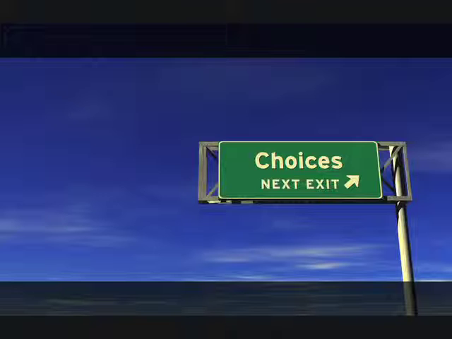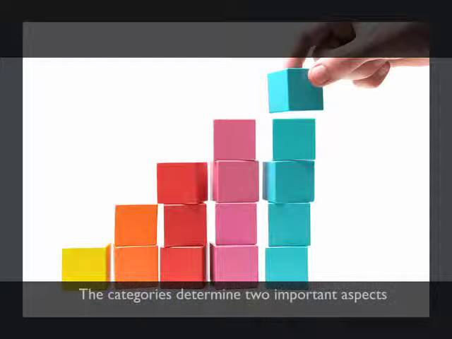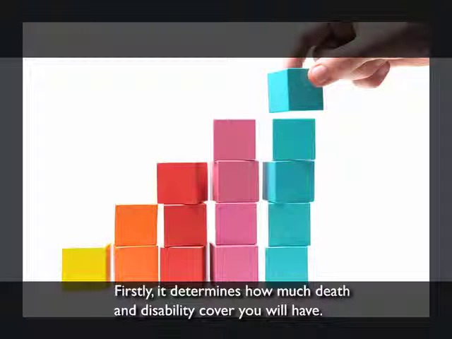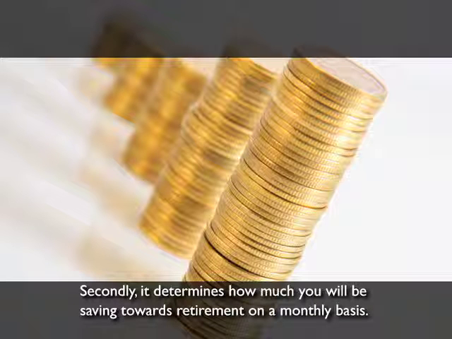Your initial choice can be changed, and down the line, should you find your needs changed, you will have the opportunity to change your risk-benefit category in the fund. We will explain when at the end of this section. The categories determine 2 important aspects. It determines how much death and disability cover you will have. It determines how much you will be saving towards retirement on a monthly basis.